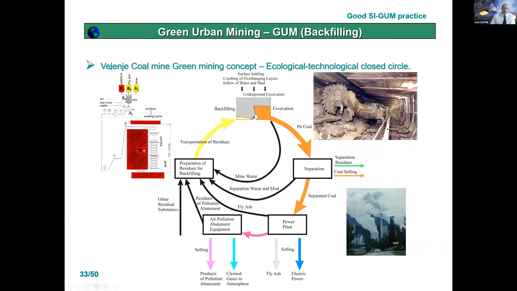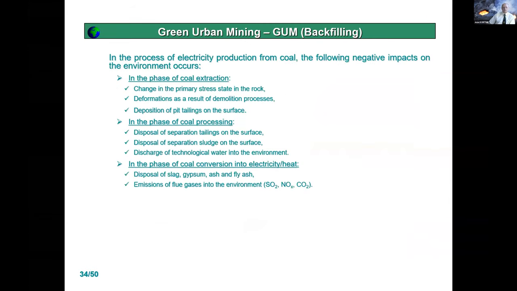And all these materials, separation materials and fly ash, with some additives, some industrial waste, can then be mixed into the backfill paste. And then hydraulically transported back to the open area behind the stope. So this is the idea, and this technology was first introduced in the Velenje coal mine almost 25 years ago. So the process of electricity production from coal has the following negative impact on the environment.